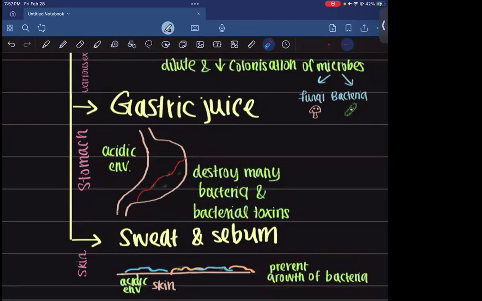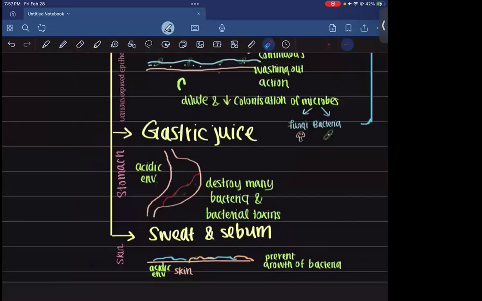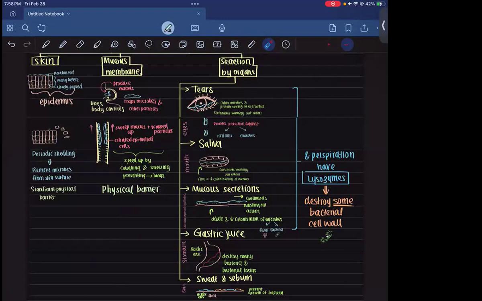You know, in order for bacteria to grow, they should have a proper environment. They should have suitable environmental conditions and surface. So you are preventing this growth of bacteria by providing an acidic environment which is not favorable for bacteria to grow. Okay, so these are the external defense mechanisms.